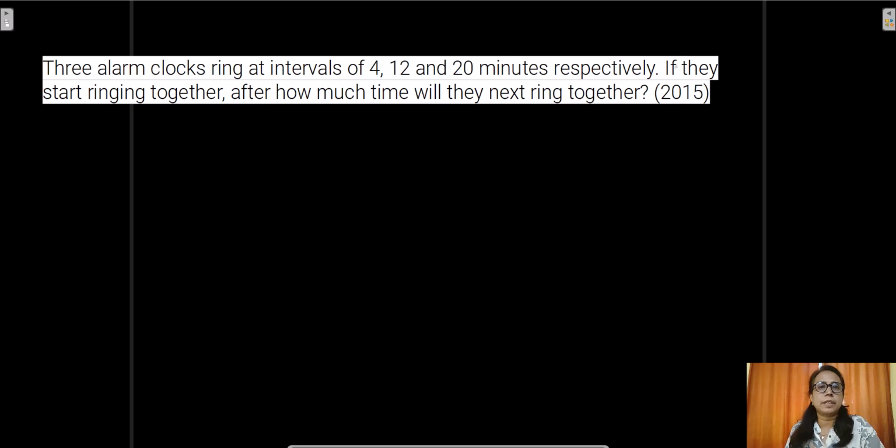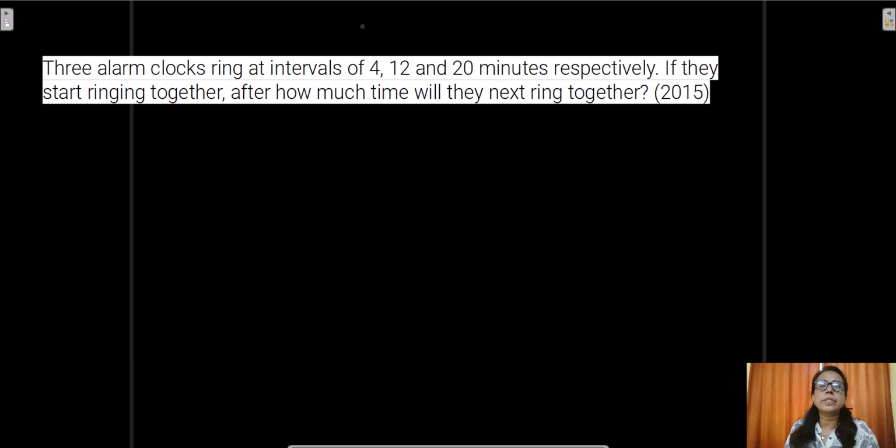Not at all possible, isn't it? Because the third alarm clock is ringing after 20 minutes. So will it be possible? No. So you should not find the HCF in this case. You have to find out the LCM. Logical thinking only is needed for this. You have to think that next it will ring after at least 20 minutes, isn't it? The third alarm clock is ringing after 20 minutes. So anyhow it will meet. That means it will ring together after at least 20 minutes.